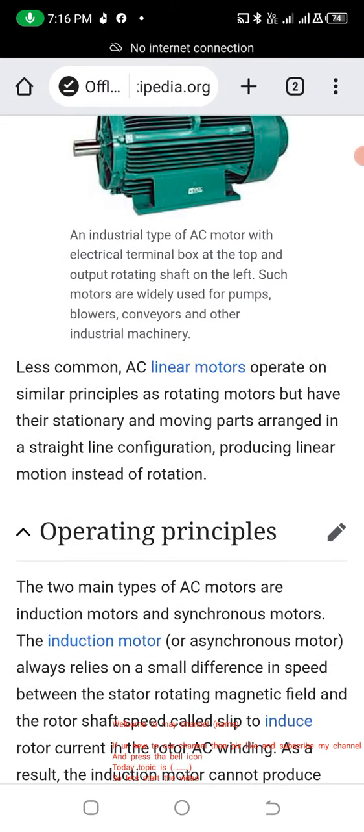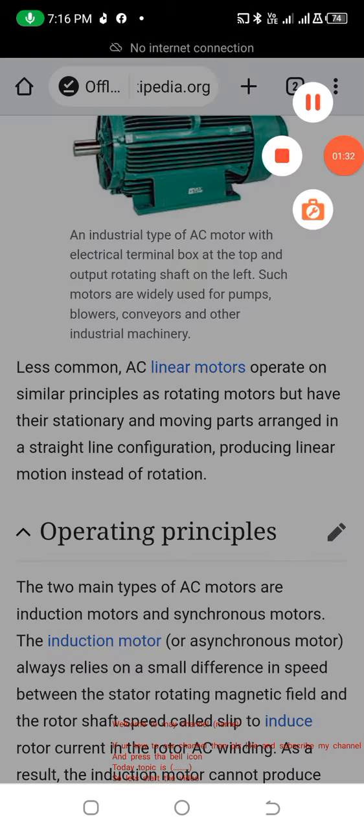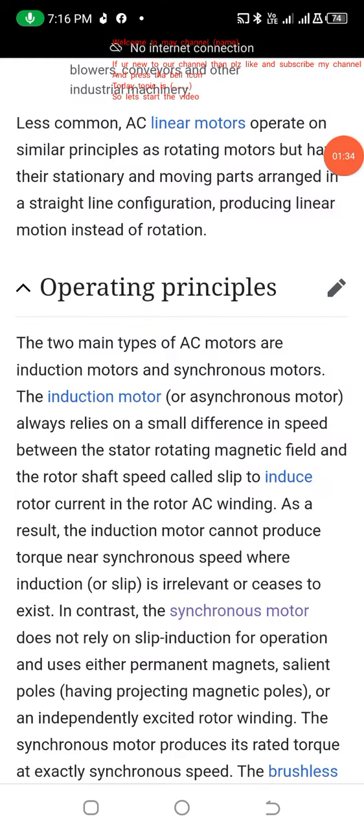Less common AC linear motors operate on a similar principle as rotating motors but have their stationary and moving parts arranged in a straight line configuration, producing linear motion instead of rotation. Operating principles: the two main types of AC motors are induction motors and synchronous motors.